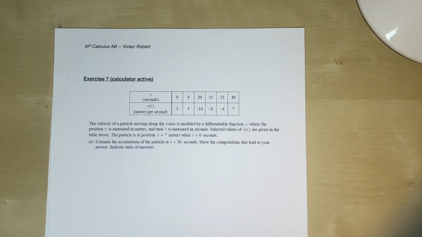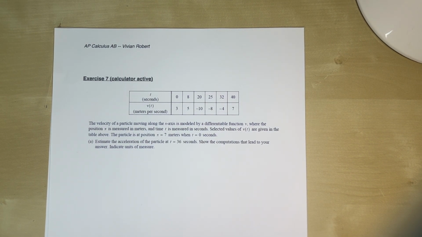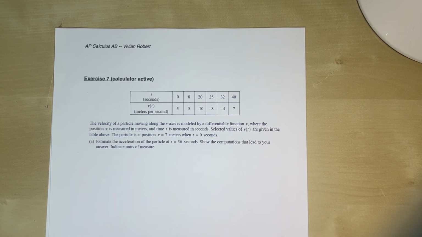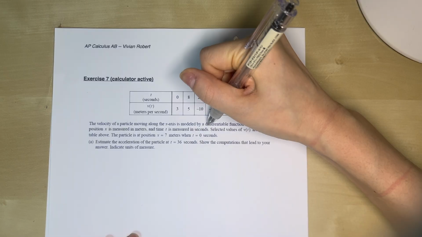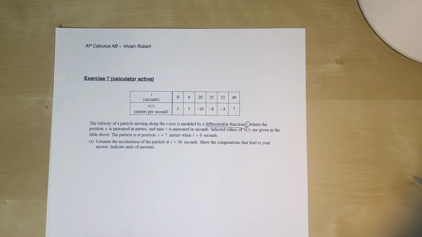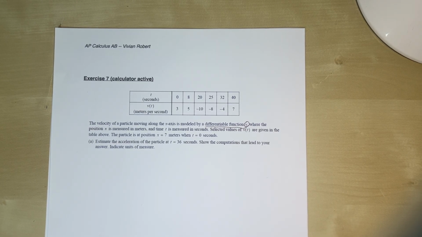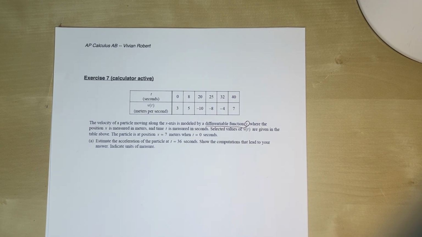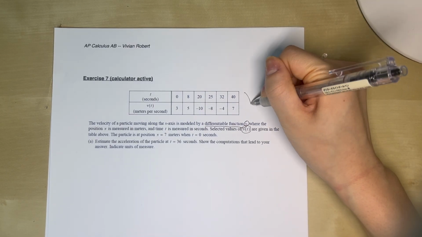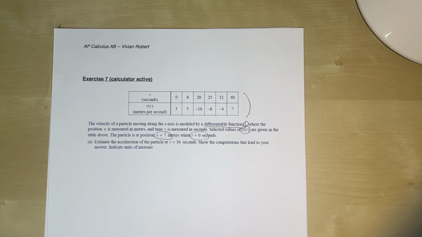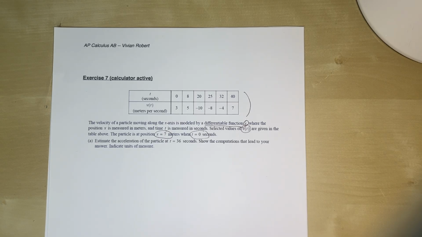Let's take a look at 4.6 exercise 7, calculator active. The velocity of a particle moving along the x-axis is modeled by a differentiable function, v, where position x is measured in meters and time t is measured in seconds. Selected values of v of t are given in the table above. From the get-go, this problem gives us a lot of important information.